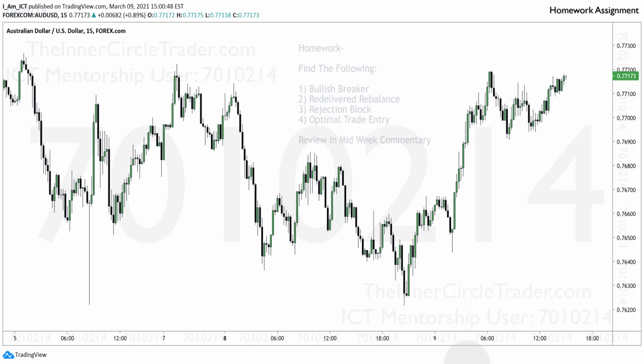And you're going to be looking for a bullish breaker. Find a redelivered rebalance. Find a rejection block. And find optimal trade entry.